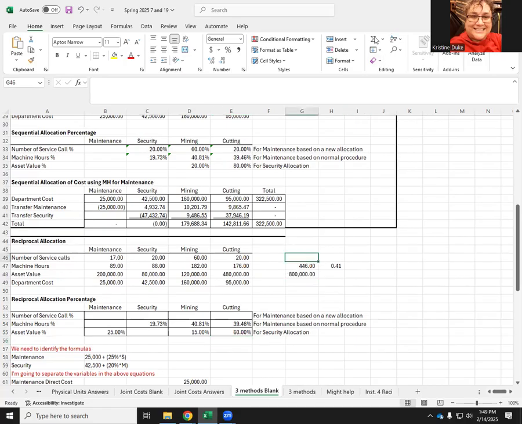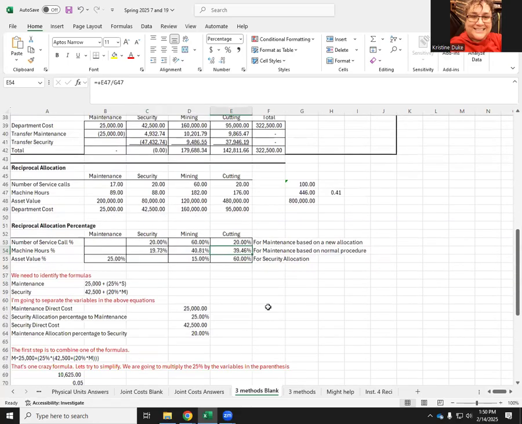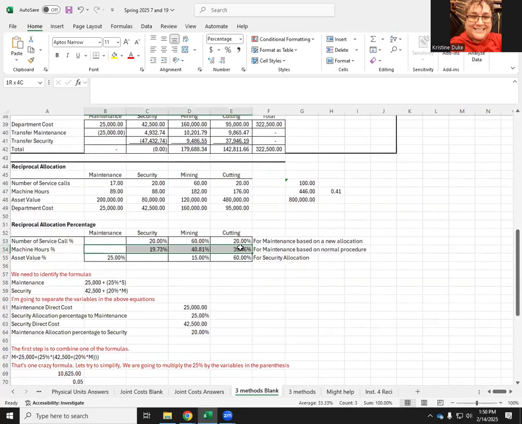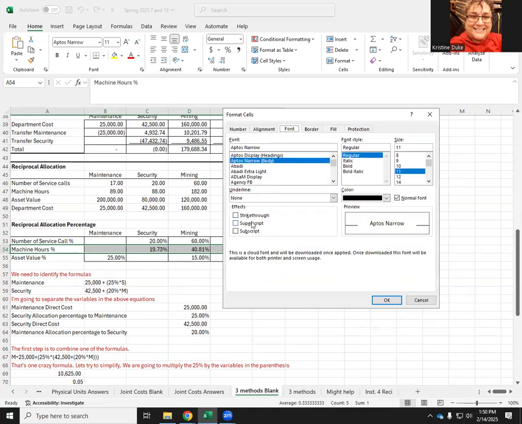And let's go over here. That's going to be 100 plus 20 divided by 100,000. The calculation will be easier using the service calls than the other one. So I'm going to go ahead and put a line through these just so that we know we're not going to use those. I'm going to come up here to font and do a strike through.